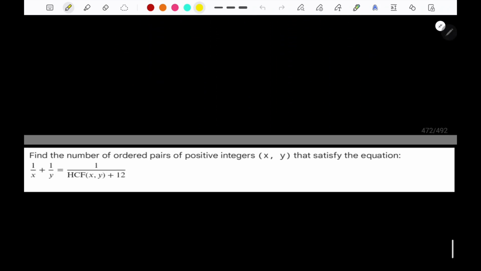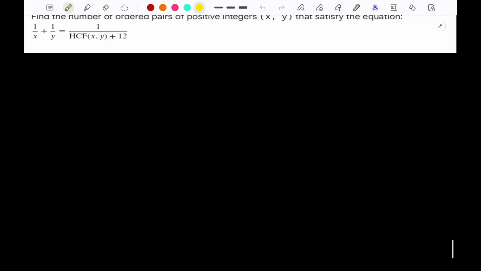So let's begin. First question says, find the number of ordered pairs of positive integers x comma y that satisfy the equation 1 by x plus 1 by y is equal to 1 by HCF of x comma y plus 12. Amazing. This is a nice question. This is of IOQM level. It can be asked. Why? Because find the number of, so the answer will be either single digit or 2 digit.